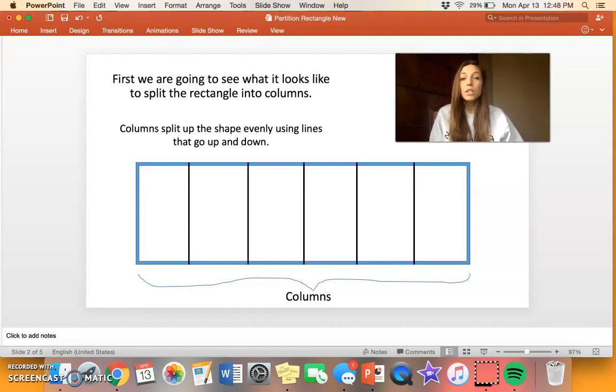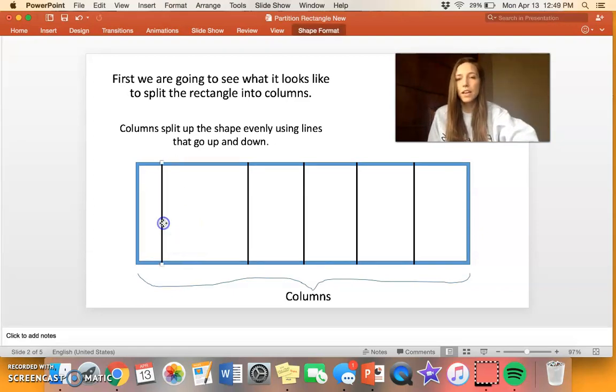Columns split up the shape evenly or equally using lines that go up and down. So these lines, you can see right here, they are going up and down and they're splitting my rectangle into columns. Something that I want to point out is that your columns need to be equal. I cannot have a column that is really little and then a really big one and then all these medium-sized ones, because that is not splitting it up into equal parts. The columns have to be equal parts.